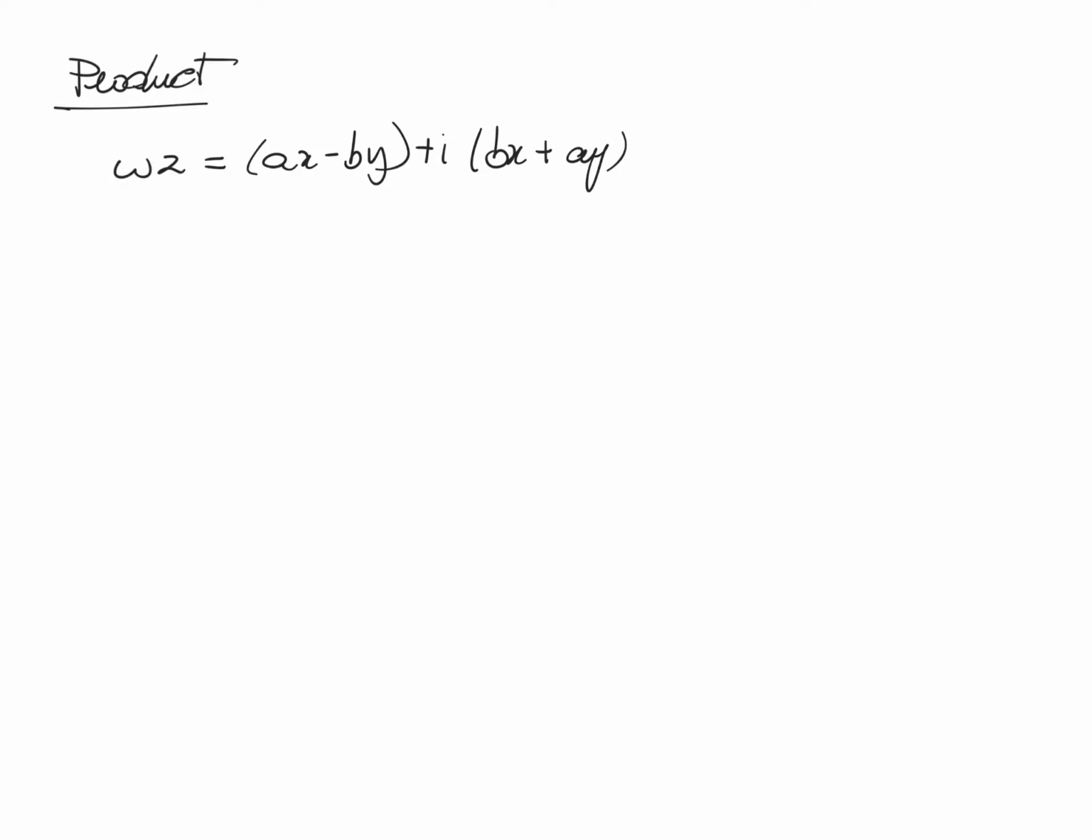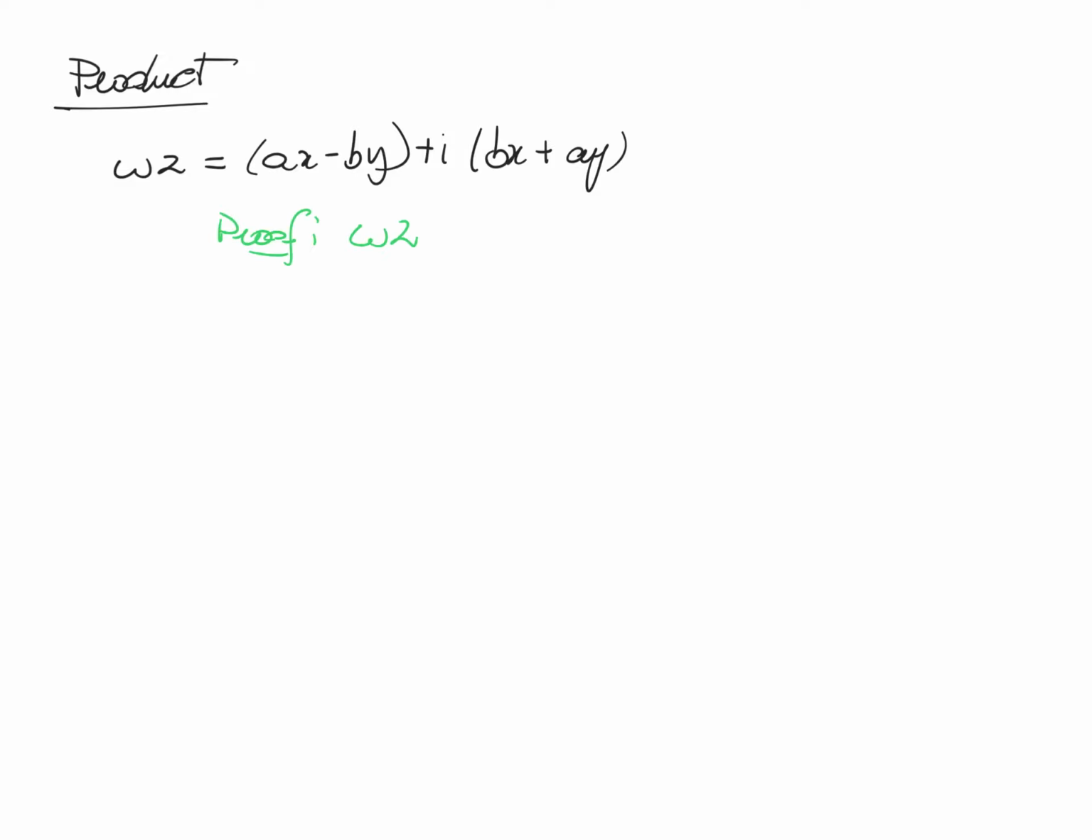Let's then take a look at the product of two complex numbers. So again, we have w, which is a plus bi, and z is x plus yi. Then the product wz is very easily calculable, and it gives you that it is ax minus by plus i times bx plus ay. The proof is very straightforward.